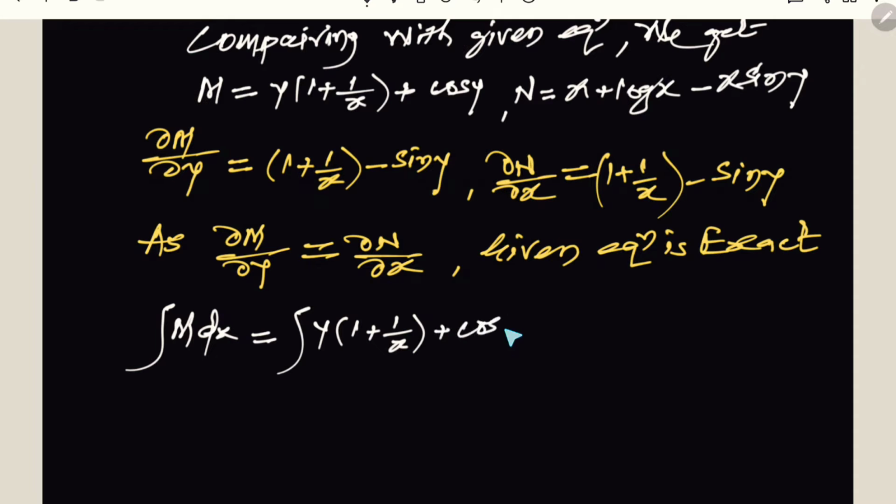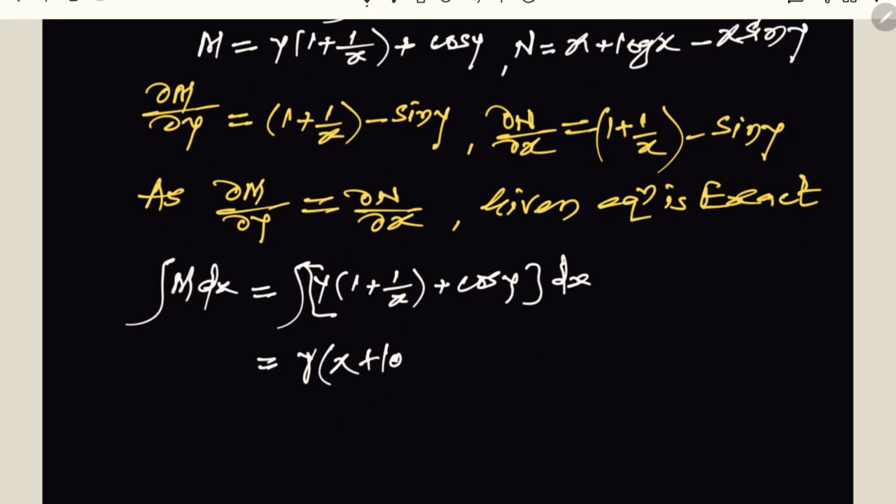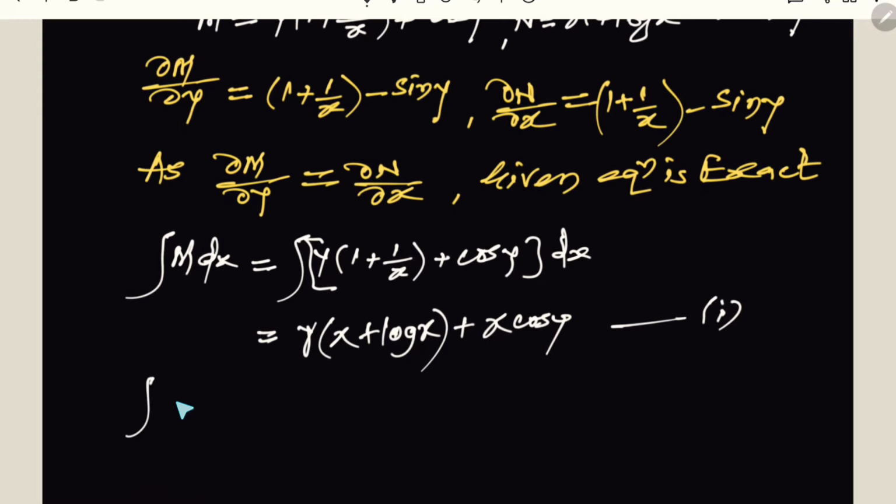Integration of M with respect to x, nothing but integration of y into (1 plus 1 by x) plus cos y with respect to x. Y is a constant term, taking it outside. Integration of 1 is x. Integration of 1 by x is log x. And cos y is a constant term outside. Integration of dx is x. And we call this equation 1.